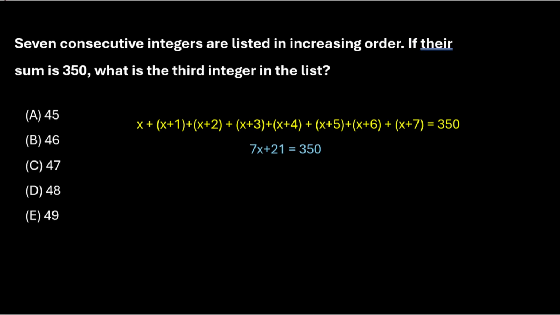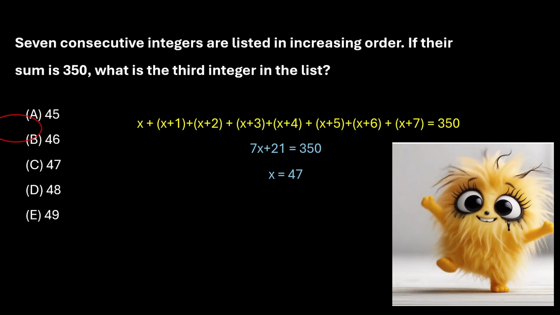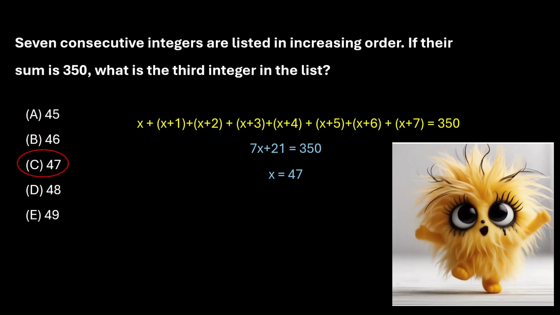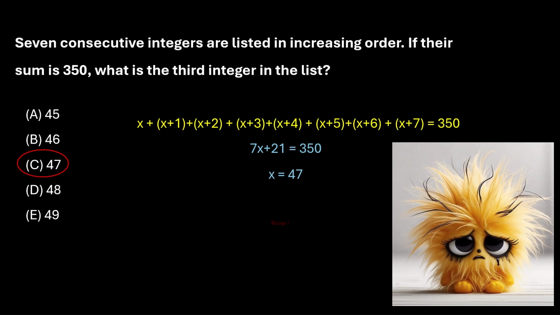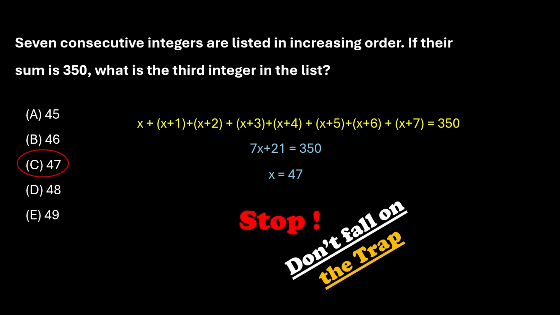7x plus 21 equals 350. You find x equals 47. Oh, see, 47 in choice C. And your brain gives you a hit of dopamine because you found a match. Stop. This is confirmation bait. The SAT isn't testing your math, it's testing your impulsivity.